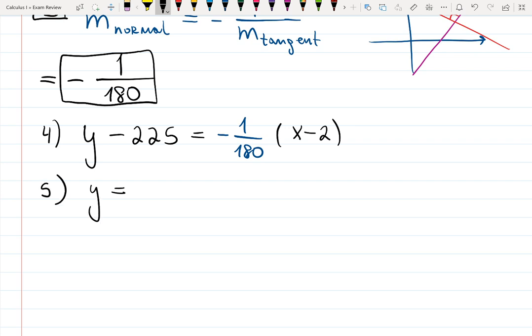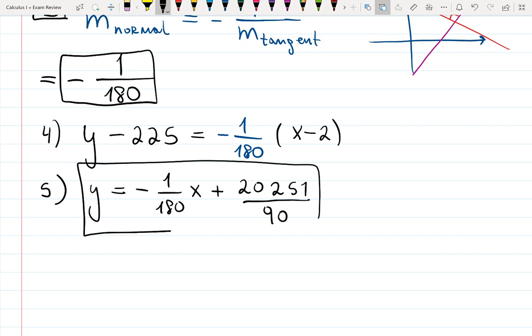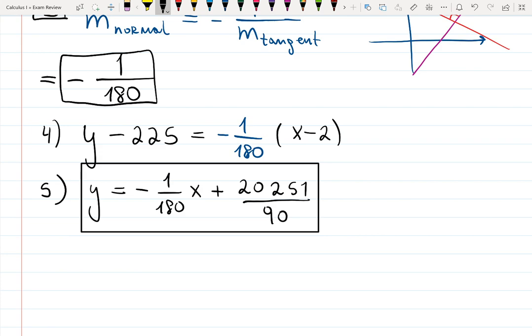In the last step, 5, rewrite the function. And I'll skip my simplification. The answer is negative 1 over 180 x plus 20,251 all over 90. I can pretend that I'm pretty smart and I did it in my head, but to be honest with you, I just have the answer in front of me, in my notes.